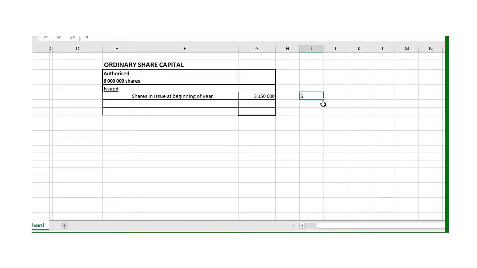So if I take 6 million and I multiply that by 70%, it gives me 4,200,000. So the number of shares in issue at the beginning is 4,200,000.